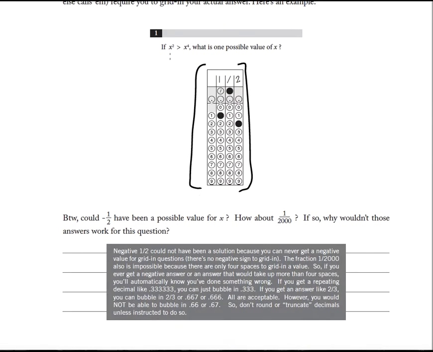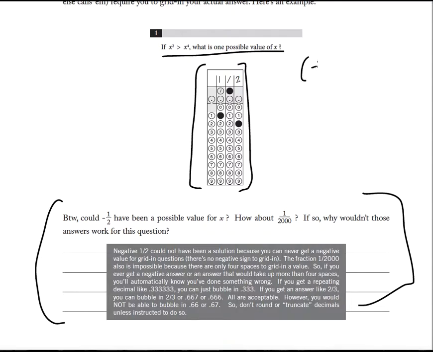Let's look at another problem here. We have x squared is greater than x to the fourth. What is one possible value of x? Let me ask you a question here. And what I'm doing, by the way, is essentially posing this. Would negative 1/2 work as an answer for x? If I said to you, is negative 1/2 squared greater than negative 1/2 to the fourth power? Yeah, it would. You're right.